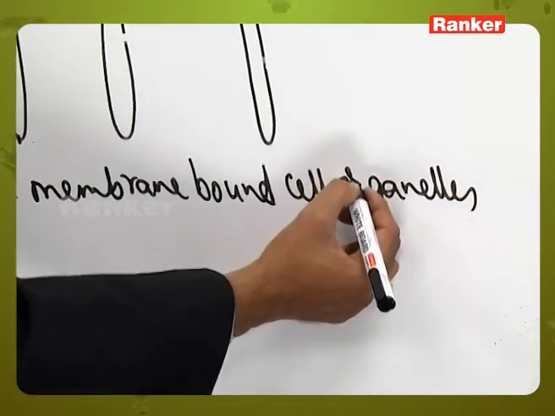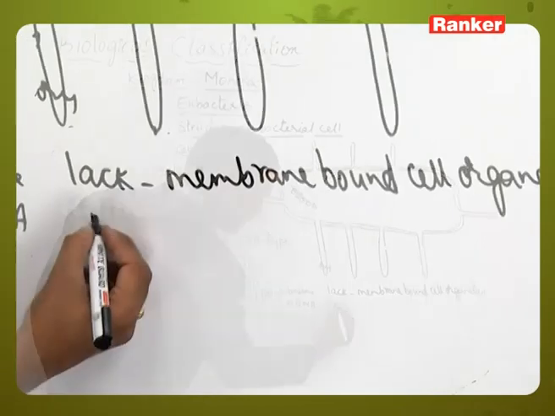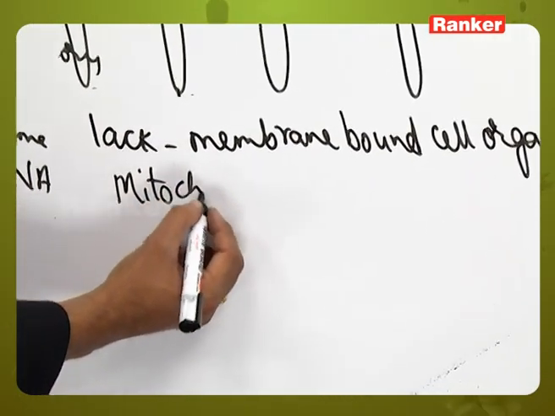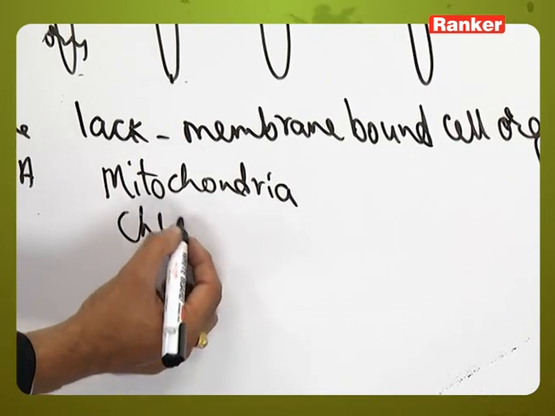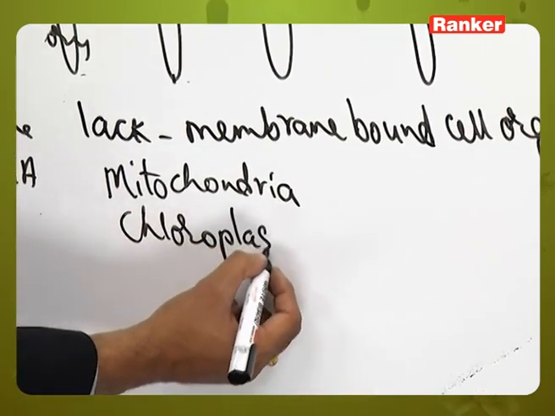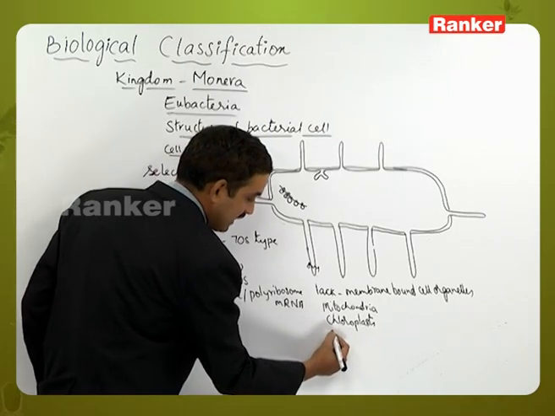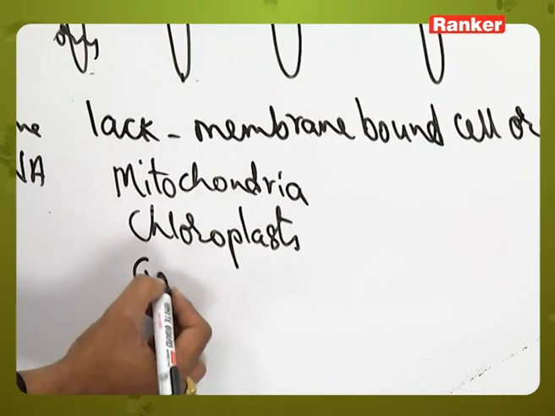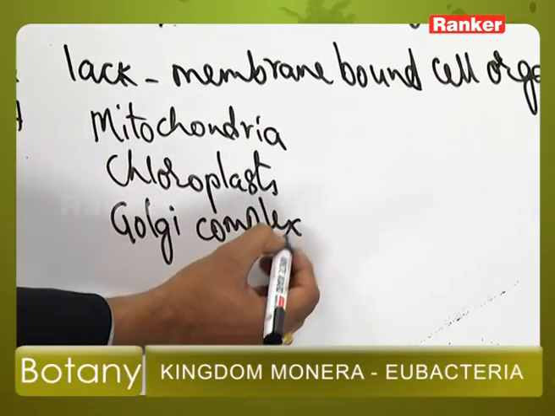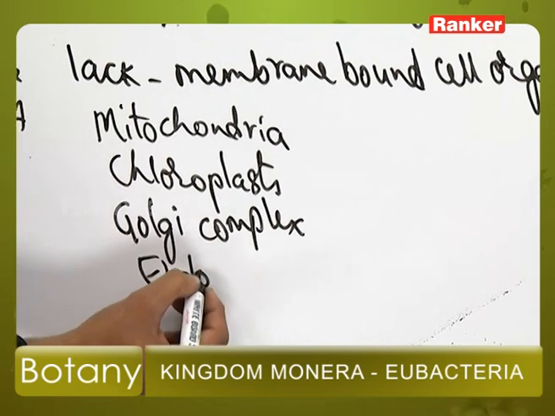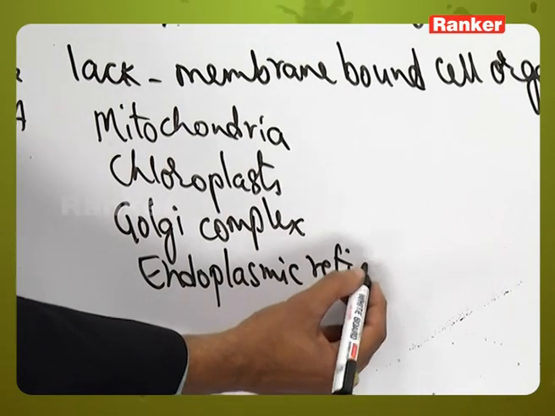So some cell organelles have a double membrane and some have a single membrane. Double membrane cell organelles are like mitochondria, chloroplasts, and single membrane cell organelles are like the Golgi apparatus or Golgi complex and endoplasmic reticulum.